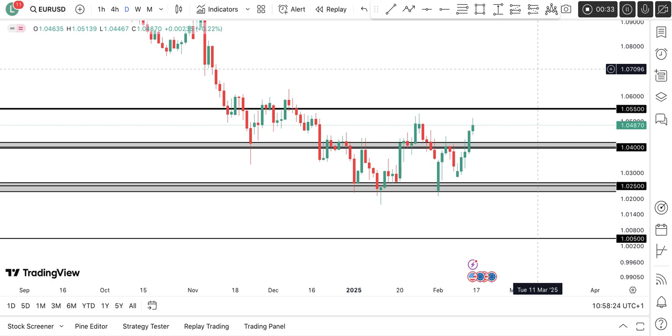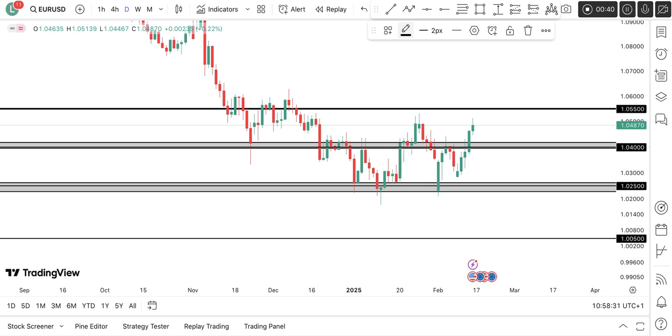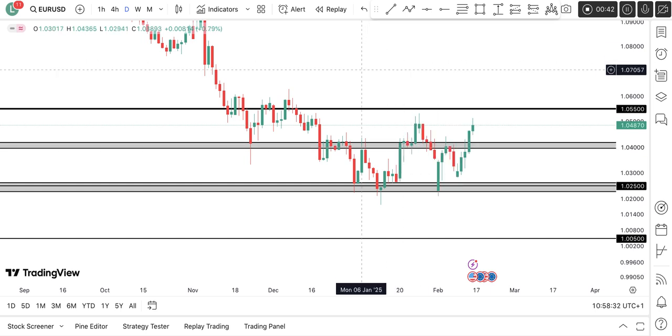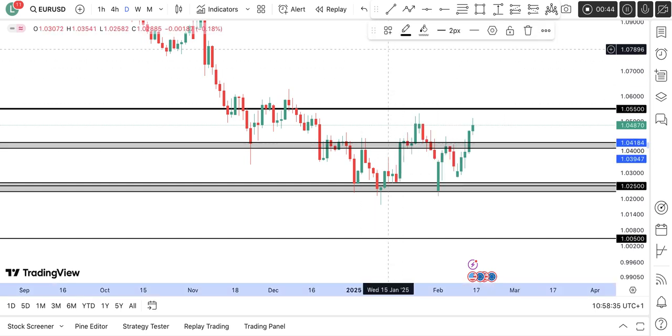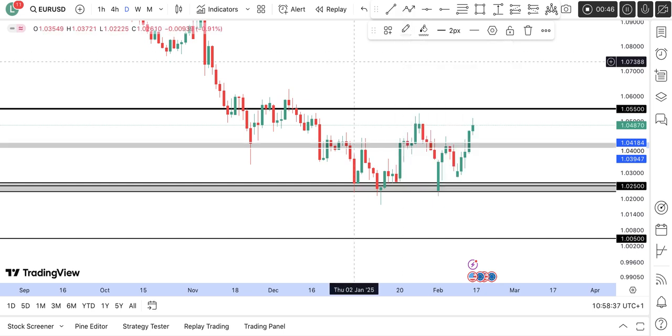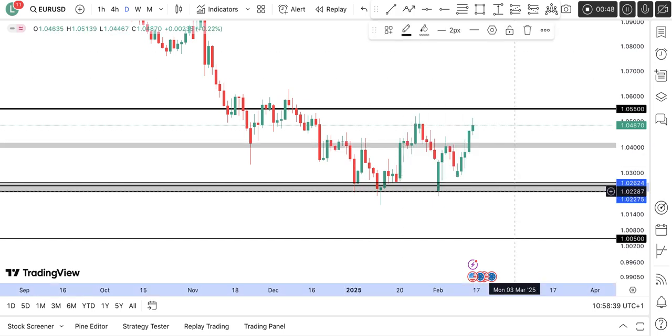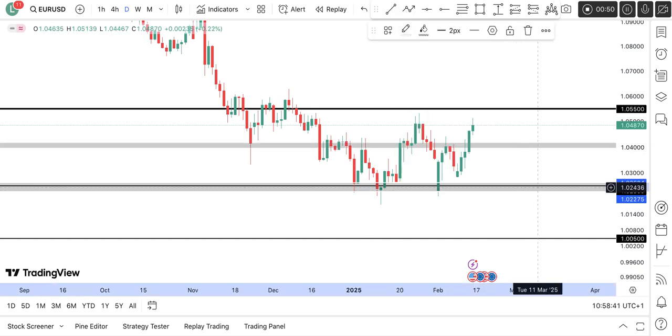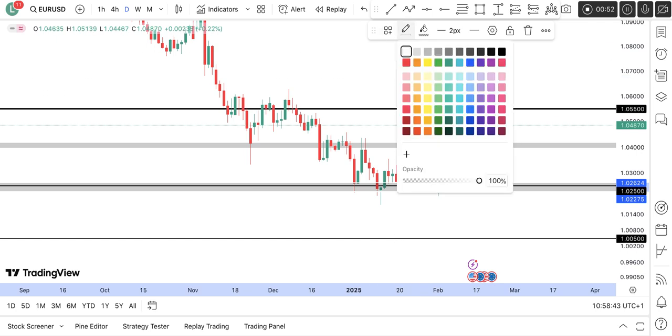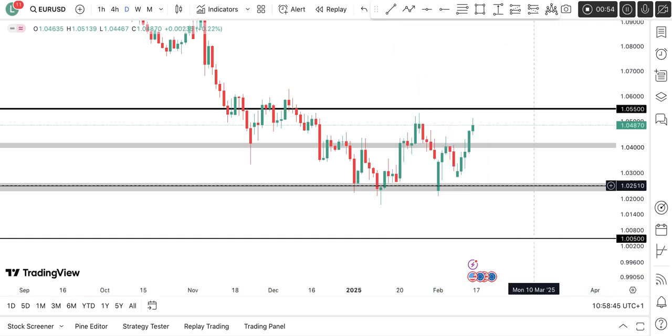Now, listen, you need to understand something above everything else. But let me take this out so you can see what I'm saying. It's market structure. Market structure is basically the way the market moves. Let me take all of these off. You need to understand market structure. You need to see the market for what it is.